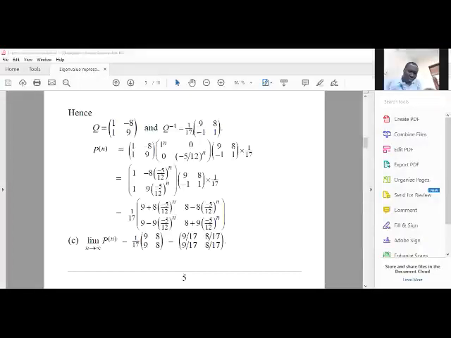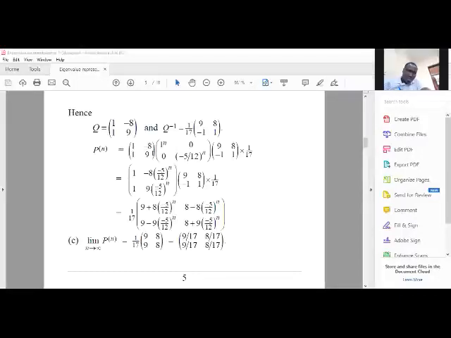Then this times this. This row times that column. So 1 times 0 is 1. And minus 8 times this will give us this. That's 0 plus this will be this. Then this row times that column. 1 times 1 is 1. 9 times 0 is 0. So this place will be 1. That's 1 plus 0.